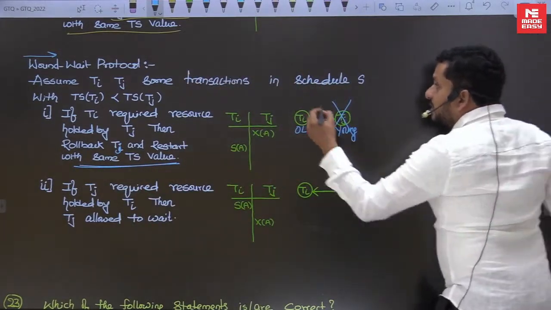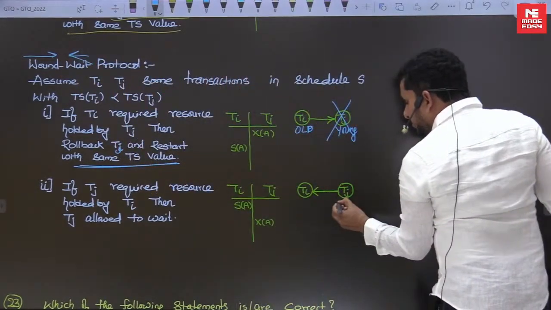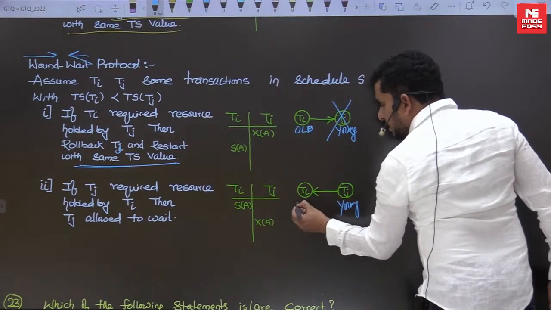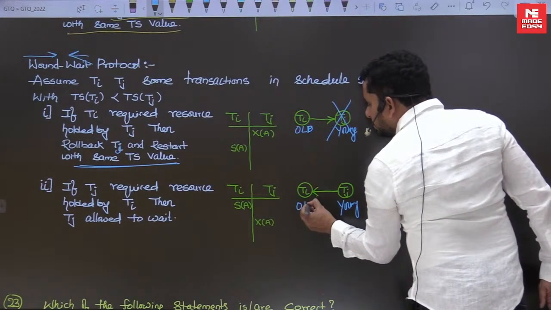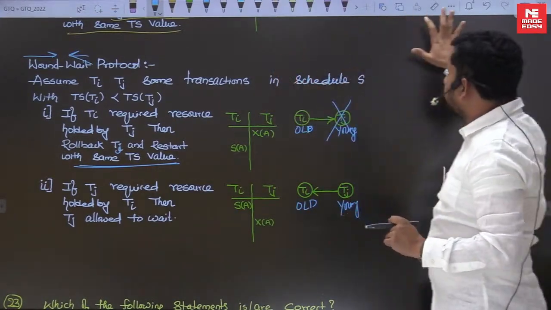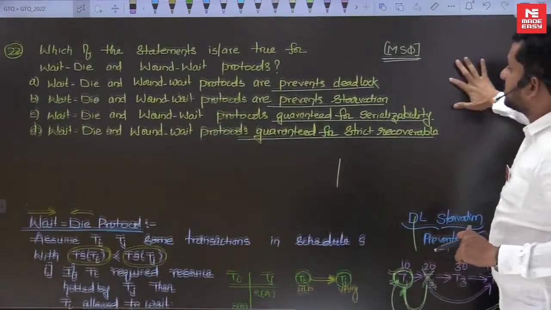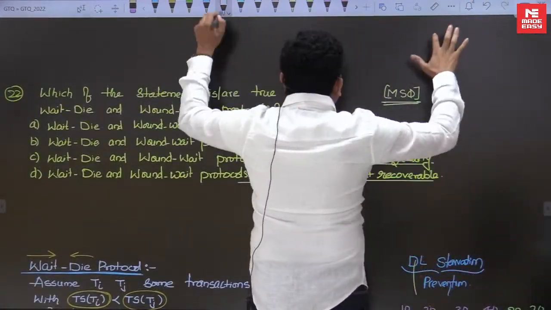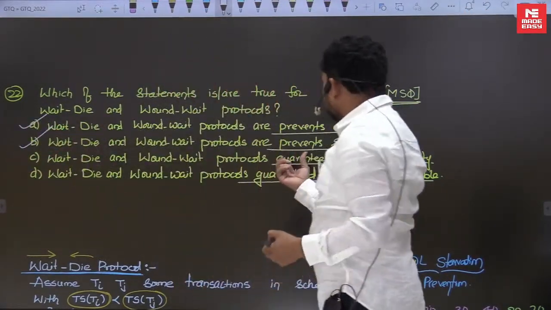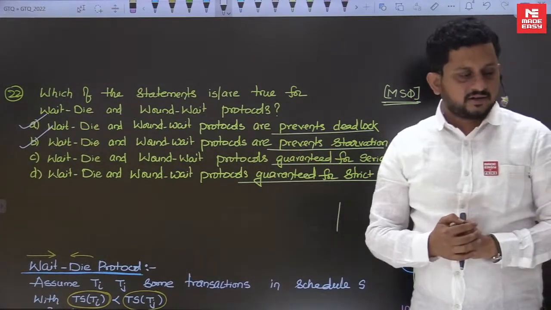The second term is wait. A younger transaction is allowed to wait for the older transaction. Here also there is no possibility of cyclic dependency, so no chance to form a deadlock. These two protocols are starvation free as well as deadlock free, but they are not meant for serializability and not meant for strict recoverability.